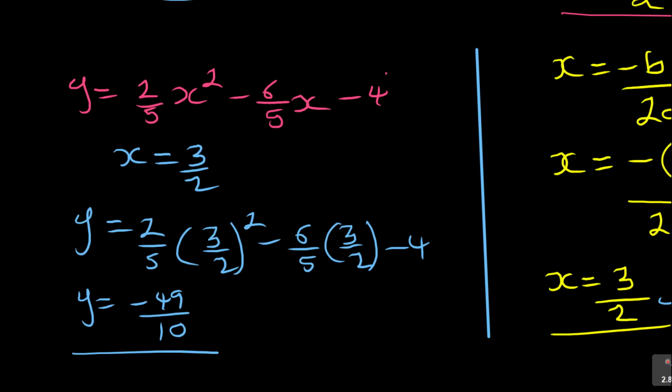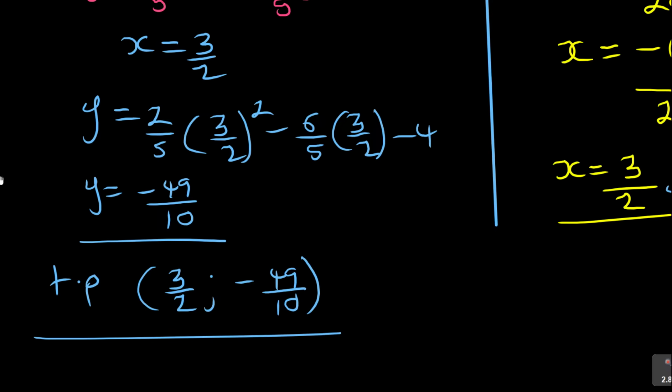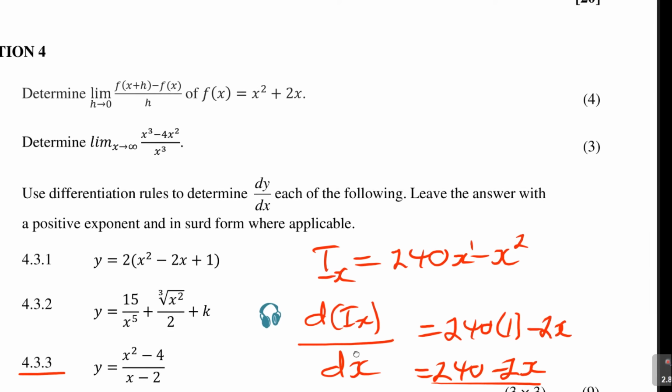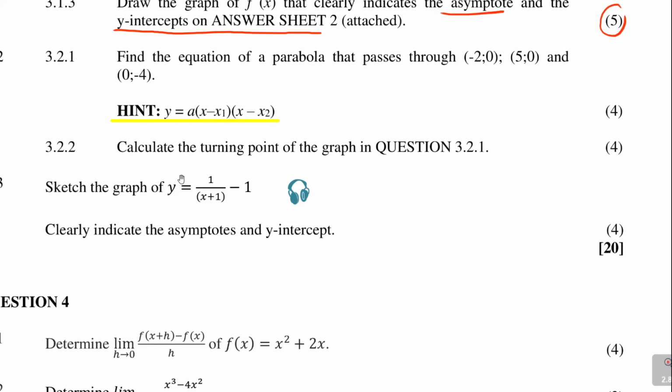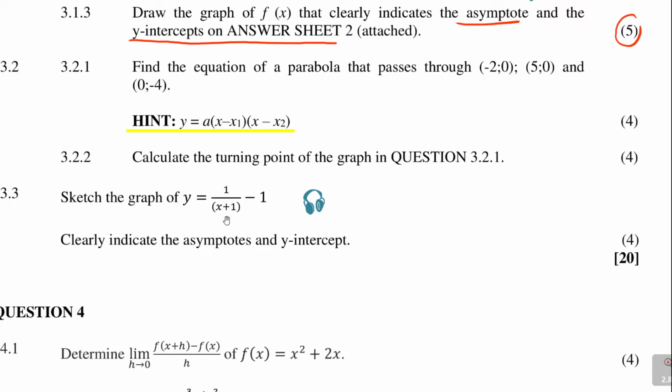So now the question is find the turning point. So turning point TP is what? 3 over 2, minus 49 over 10. This is then the turning point of this graph. Where is that? Okay, here. Calculate the turning point. Then sketch the graph of this.